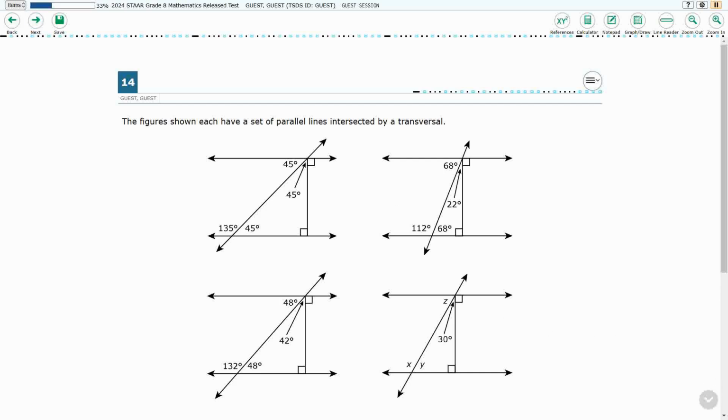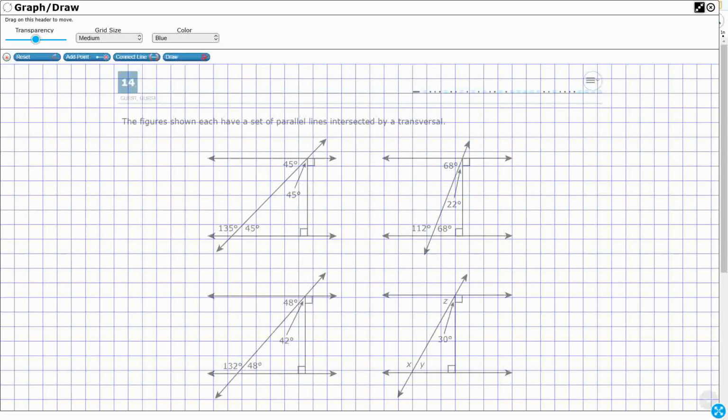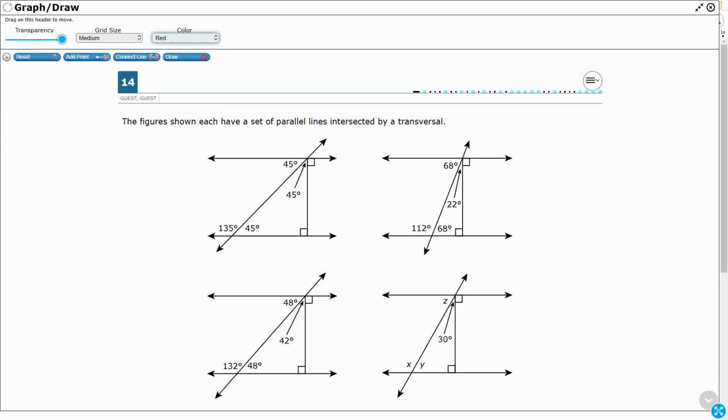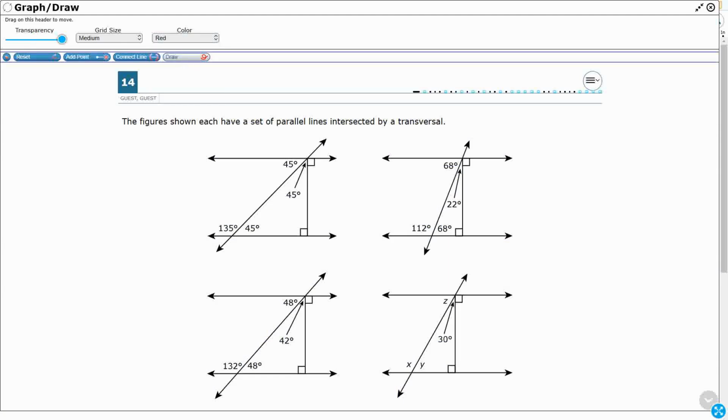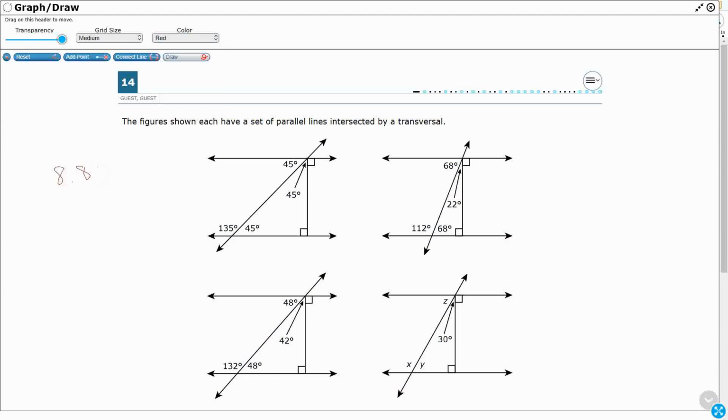Next, for number 14, we are looking at lines and angles. This is standard 8.8D. And what we have here is the beginnings of what will continue on later in high school in geometry. We're looking at parallel lines cut by a transversal. So here are my parallel lines right here. And then the transversal is a straight line that cuts both of those parallel lines. What we're supposed to figure out is what happens to the angles when the parallel lines are cut by another line diagonally, a transversal.